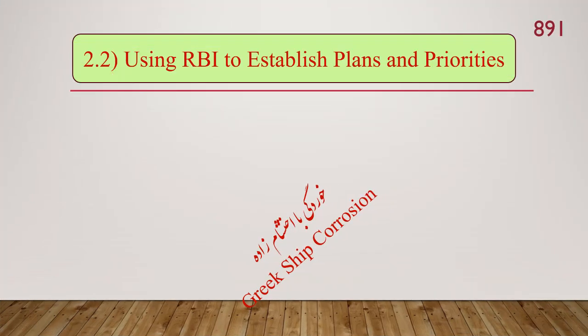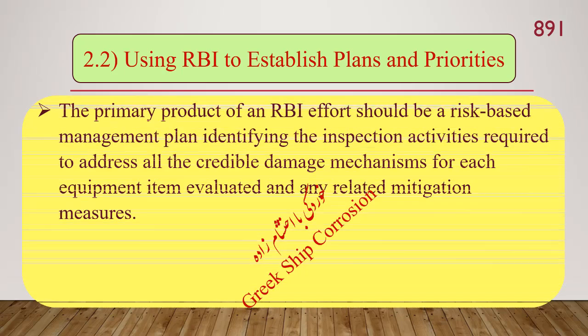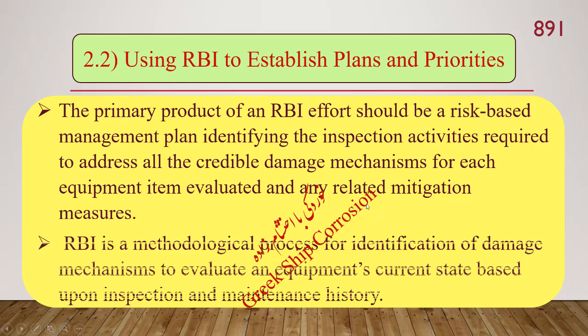2.2. Using RBI to establish plans and priorities. The primary product of an RBI effort should be a risk-based management plan identifying the inspection activities required to address all the credible damage mechanisms for each equipment item evaluated, under any related mitigation measures. RBI is a methodological process for identification of damage mechanisms to evaluate an equipment's current state based upon inspection and maintenance history.